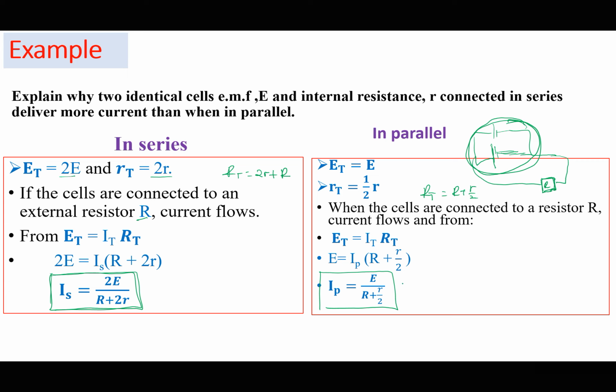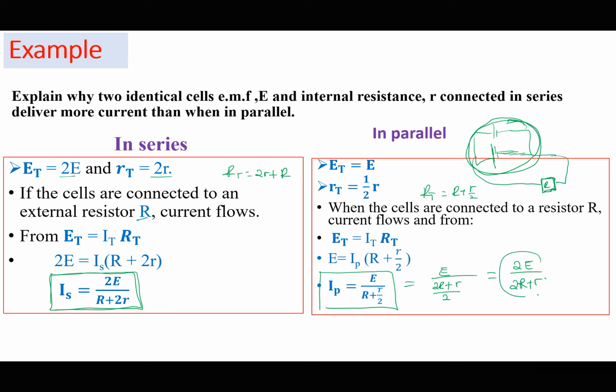Maybe I can try to modify this for some people. This is going to be E divided by twice R plus R divided by 2. Then the 2 goes up. So this becomes twice E divided by 2R plus R.